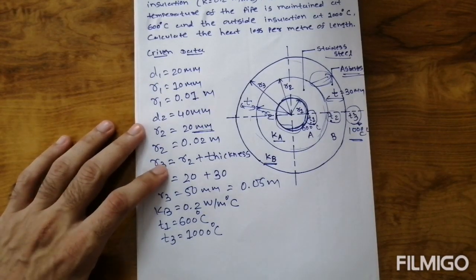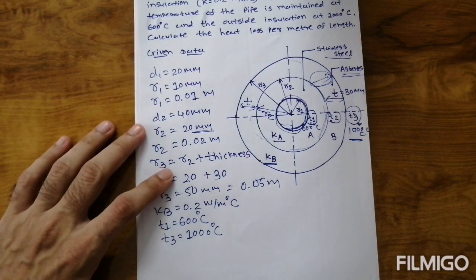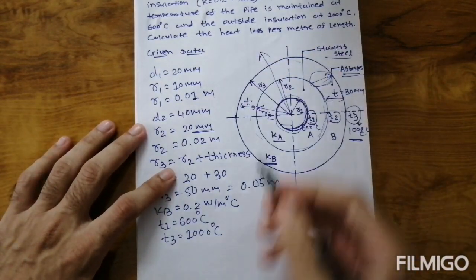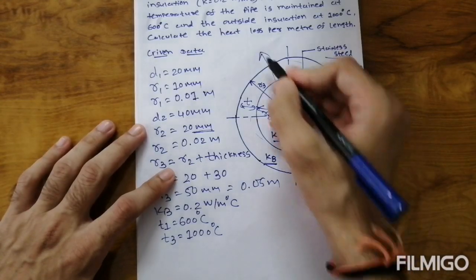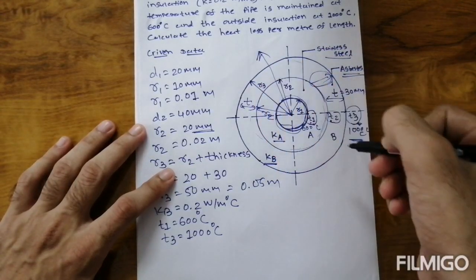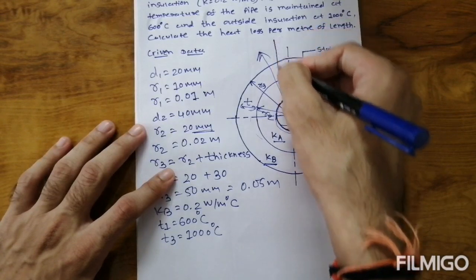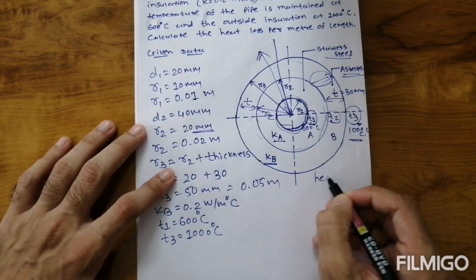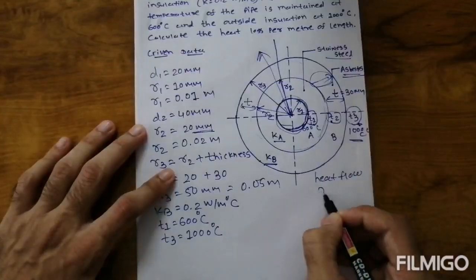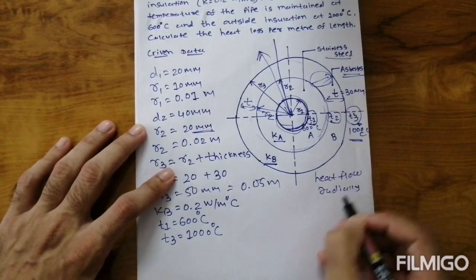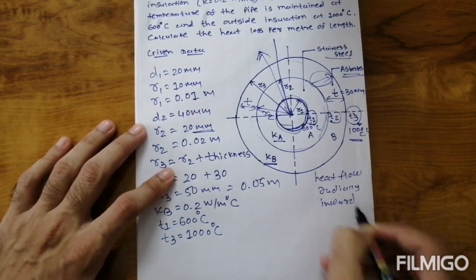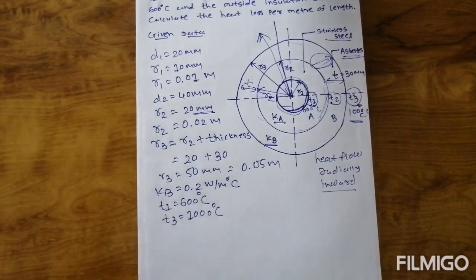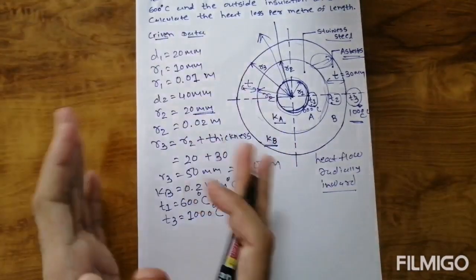In the previous example we discussed that heat is transferred radially outward, which means heat is transferred from inside to outside. But in this example heat is transferred from outside to inside. So we can say that heat flows radially inward, outside to inside, that is called radially inward. Okay, up to that is over. That is your given data.